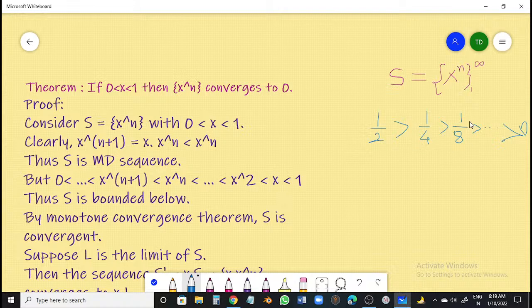Further, we know all the terms are positive, meaning they are greater than 0. So on the lower side it is bounded by 0. We can observe 0 is less than all the terms, less than the n plus 1th term, less than the nth term, and so on up to the first term, which is already less than 1. So what does this mean? S is bounded below. Monotone decreasing plus bounded below, so we have to use the monotone convergence theorem. It says S is convergent.